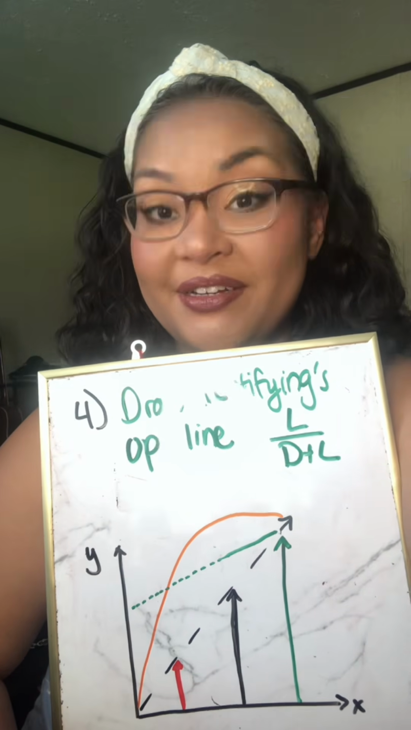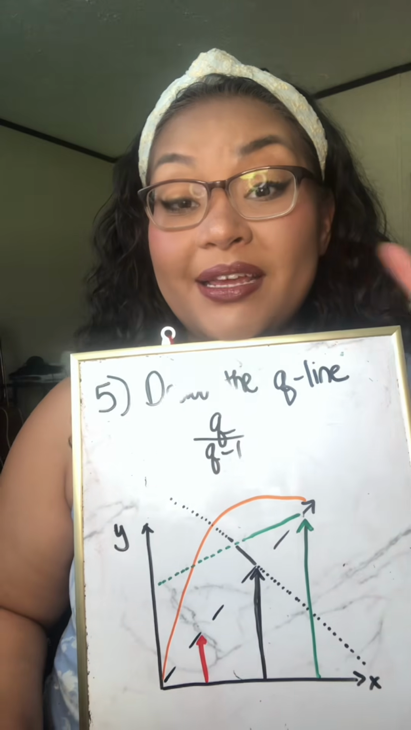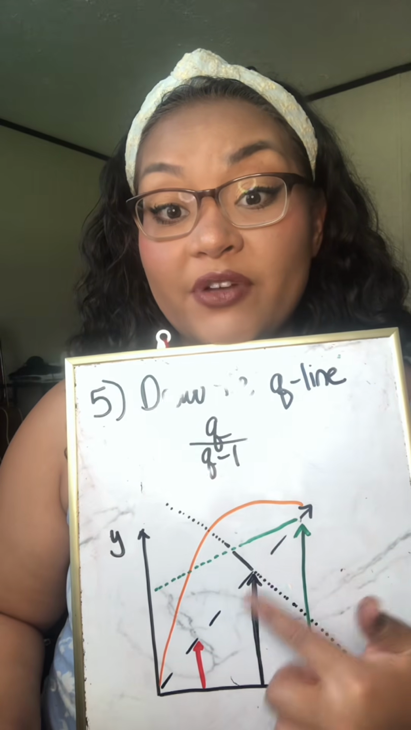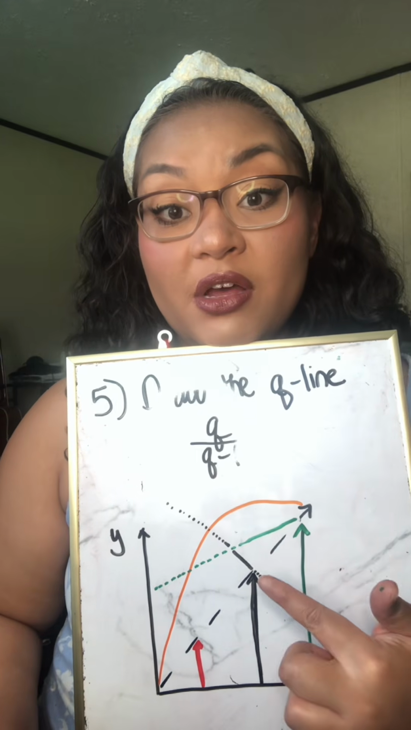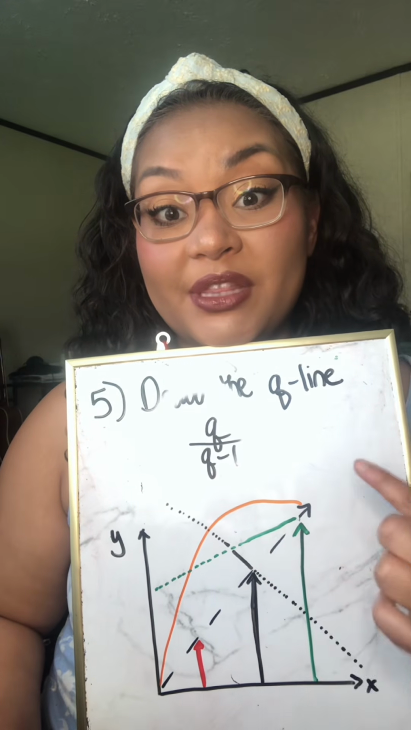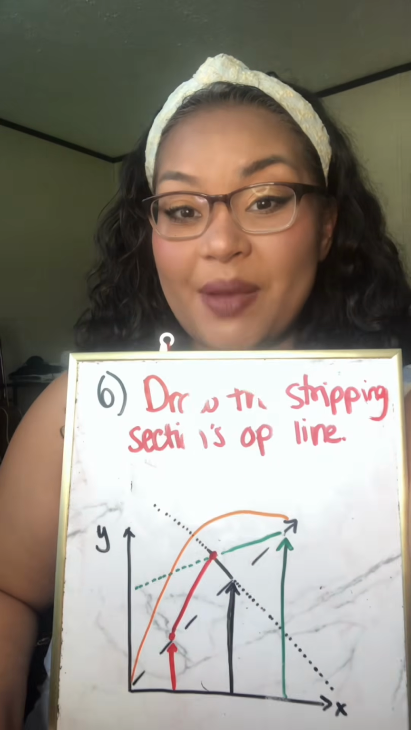You can erase later. Step 5, draw the Q line. This whole line is really the Q line mathematically, but practically speaking, we only care from that y equals x line where the feed composition intersects with it, all the way up until it intersects with the operating line of the rectifying section. Step 6, draw the stripping section's operating line.